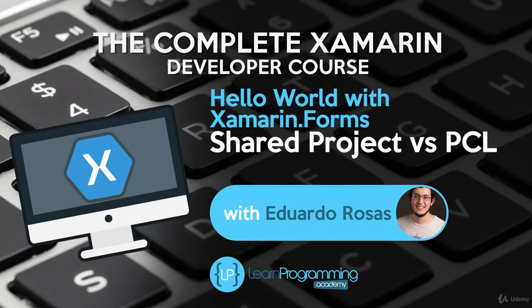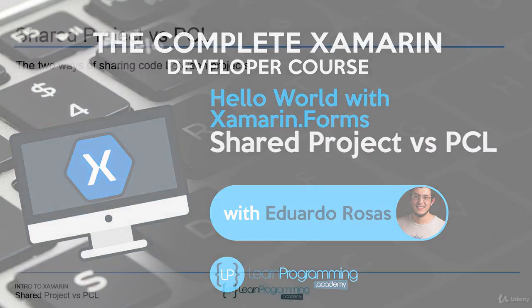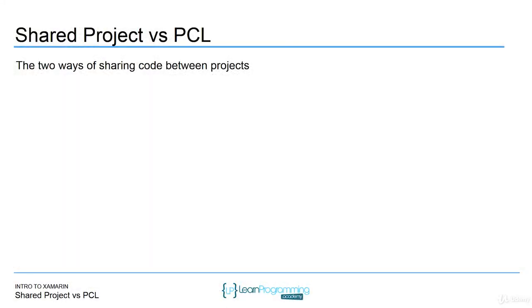By now, you already have your Mac or your Windows ready to start developing Android and iOS applications using Xamarin. And we're going to start by creating a new Xamarin project in the next lecture. But before moving forward into that, I want to touch a little bit more about the differences between shared project and PCLs. These are the two ways that you'll be able to share code between projects.